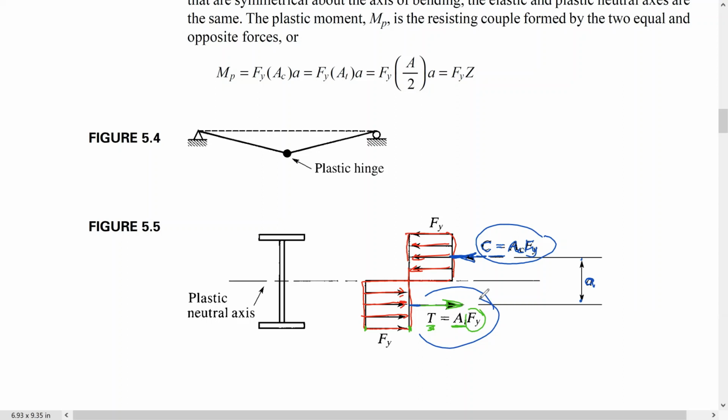So the plastic moment is going to be here, guys, because as I just mentioned to you, for the plastic neutral axis, AT is equal to AC. So here, for equilibrium, C is equal to T, which is the force in compression equal to the force in tension, and this one is equal to this one for equilibrium of the forces. And C is AC times Fy, which is equal to AT times Fy.